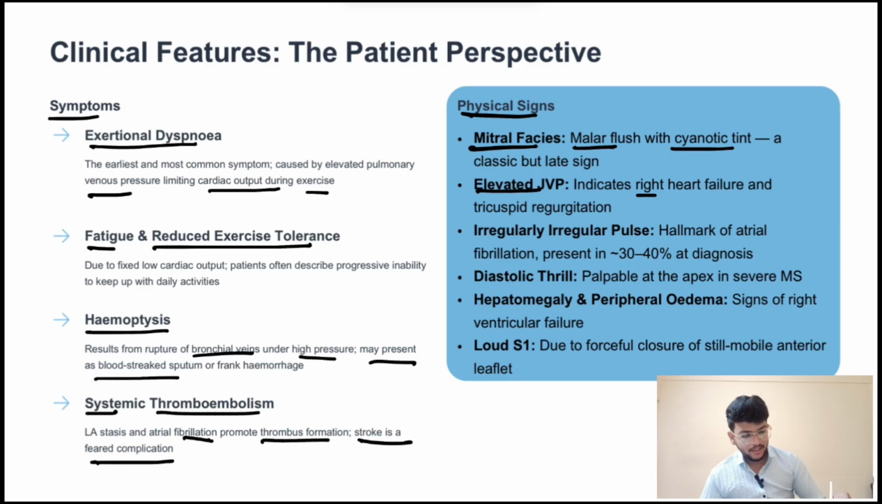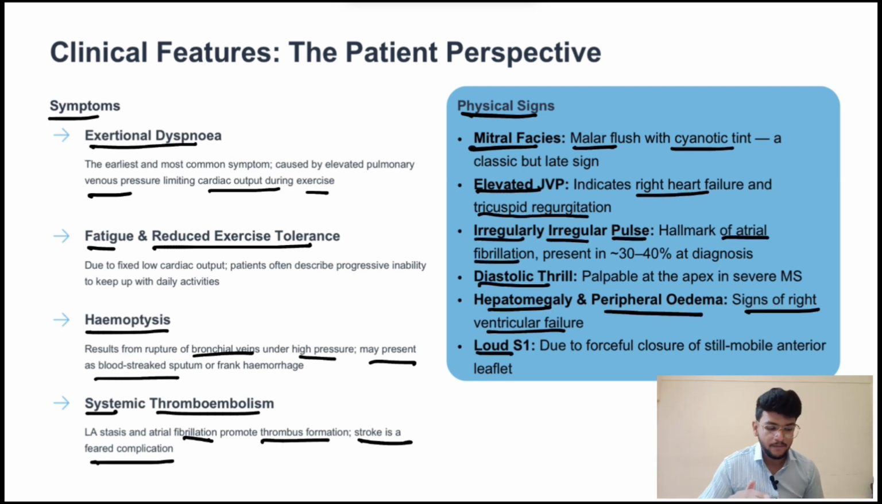Diastolic thrill is also seen, that is palpable at the apex in severe mitral stenosis. Hepatomegaly and peripheral edema are also seen. It has the signs of right ventricular failure. Loud S1 is caused by the forceful closure of the still mobile anterior leaflet of the mitral valve.